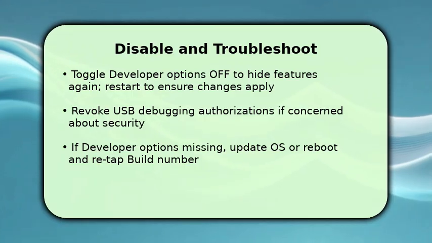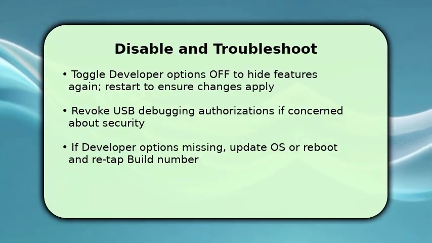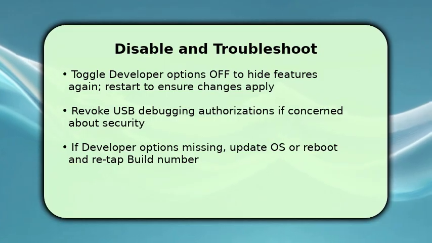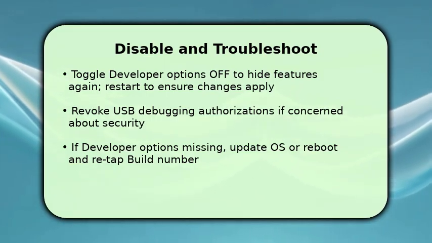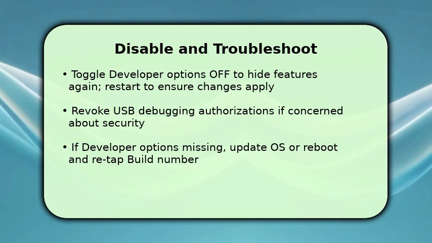Troubleshooting tip: if developer options doesn't appear, reboot and try tapping build number again, or install any pending system updates. Those can change menu locations or requirements.